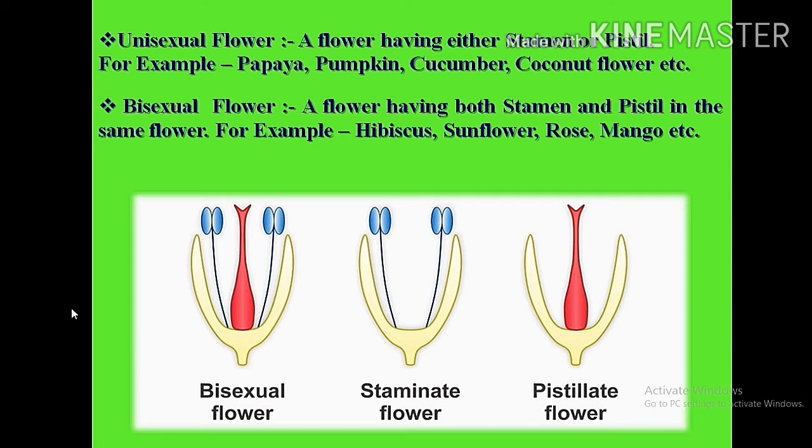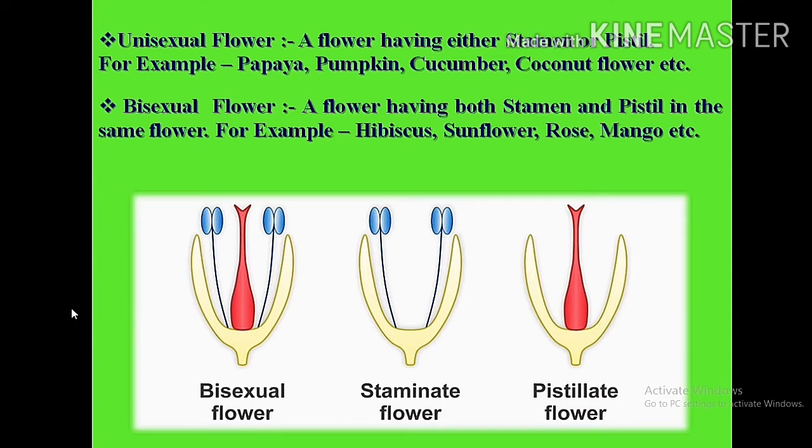In the second picture we can see the flower consists of only the male reproductive part, that is the stamen. So this flower is known as a staminate flower and this is a unisexual flower. In the third picture we can see the flower consists of only the female reproductive part, that is the pistil. So this flower is known as a pistillate flower, that is, this flower is a unisexual flower.